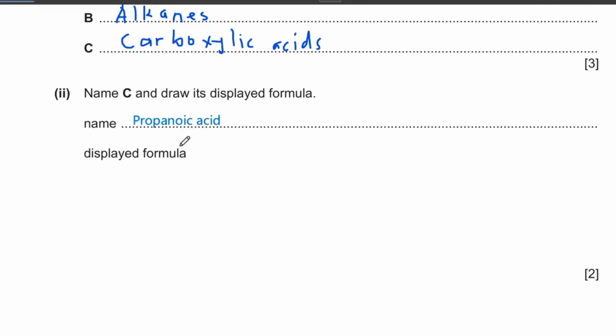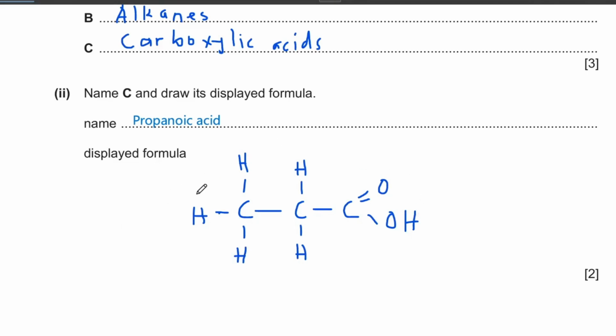And we are asked to draw the displayed formula. So to draw the displayed formula of propanoic acid, it has 3 carbon atoms. So we draw the 3 carbon atoms first. And then it is a carboxylic acid, so we are going to draw the functional group, carboxylic acid. Next is to add the hydrogen bonded to the remaining carbon. So this is the displayed formula of propanoic acid.